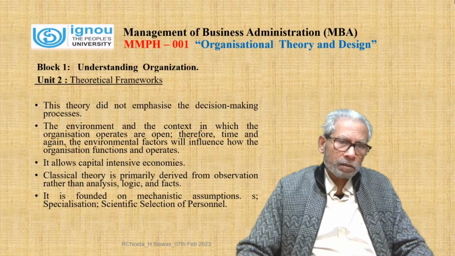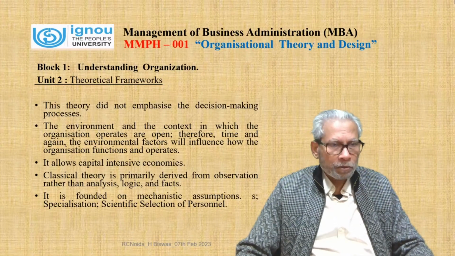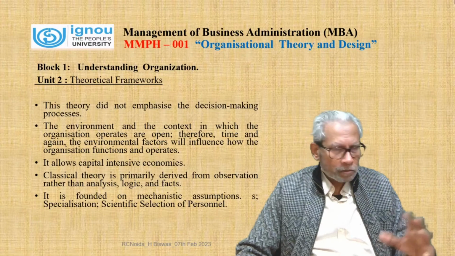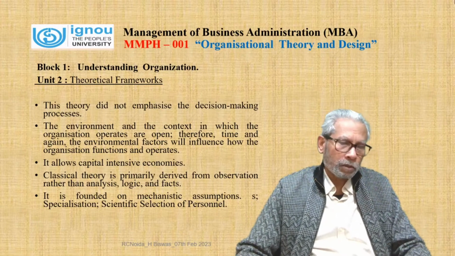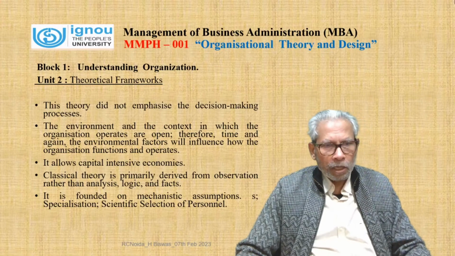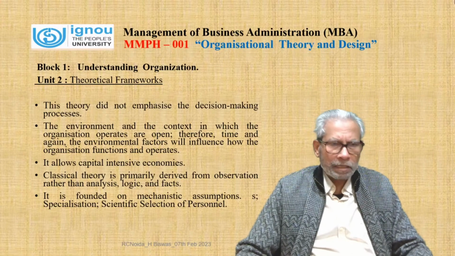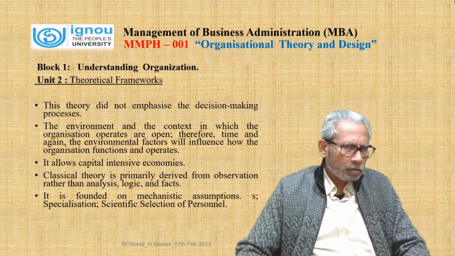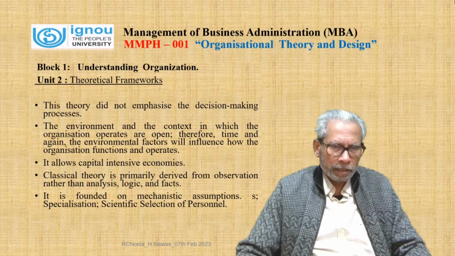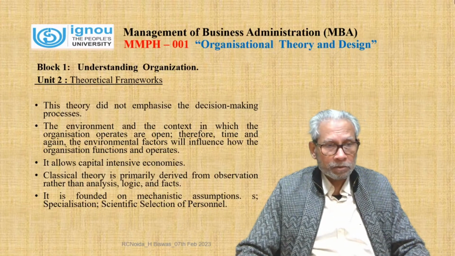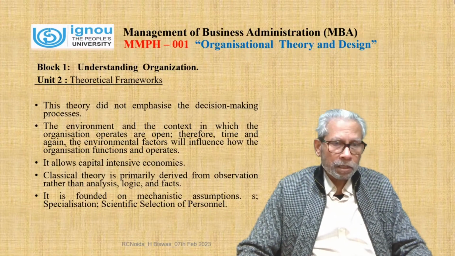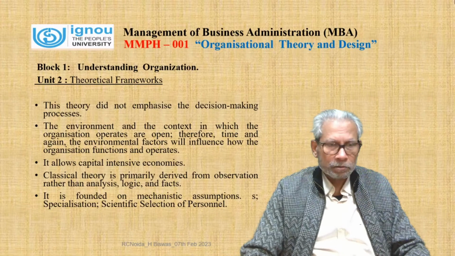Classical theory is primarily derived from observation rather than analysis. Most of the time it is based on experience and observations, and at that time analysis, logic and facts were not there. That time the mechanism was not there. So it has mechanistic assumptions, specialization, scientific selection, and the persons.